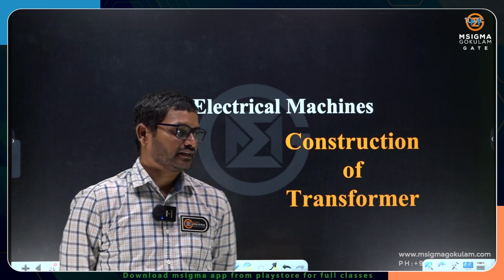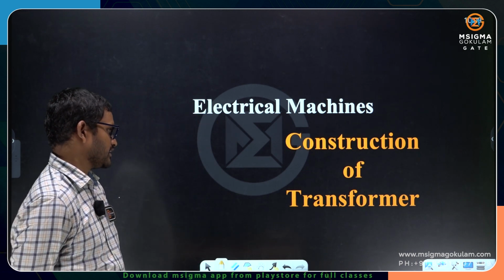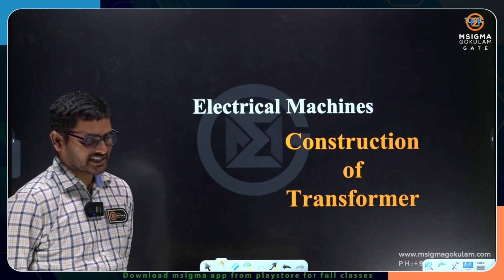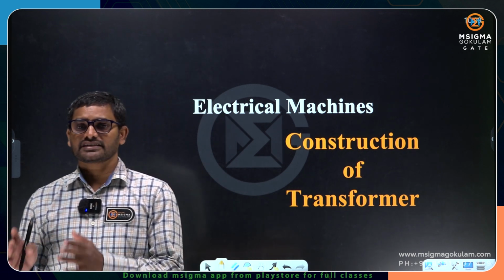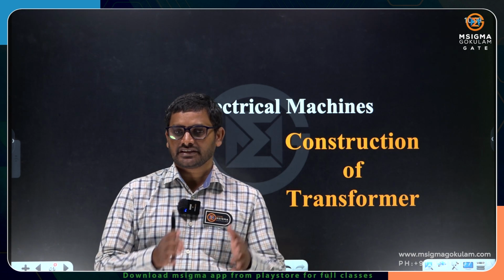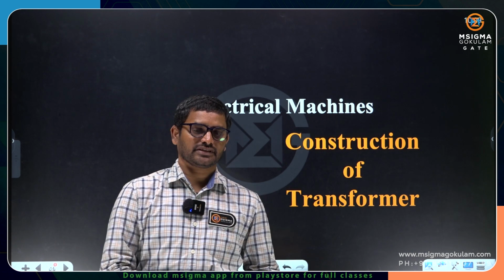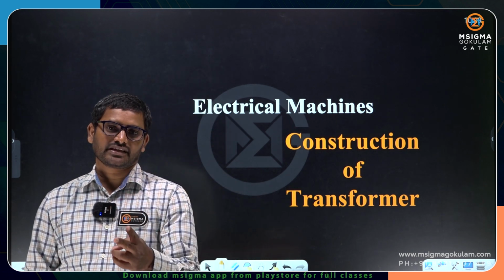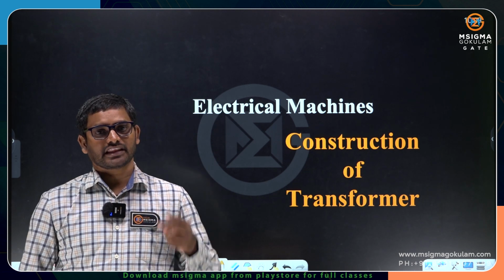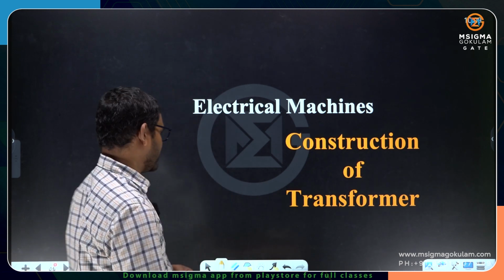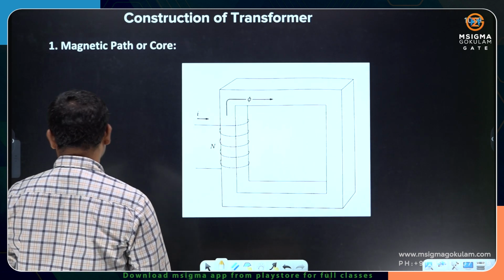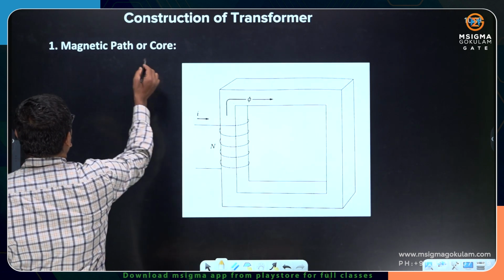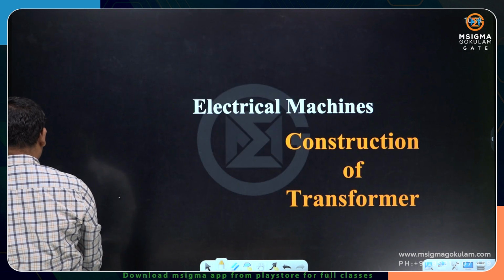If you look at construction, in the very initial session itself I said, whatever the machine, whether it is a transformer, induction machine, DC machine or synchronous machine, there are two parts you can see. One is the magnetic path, another one is the conductor or winding. So here the major two parts are, let me take up a fresh page.